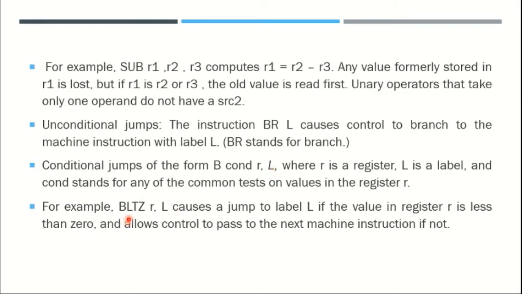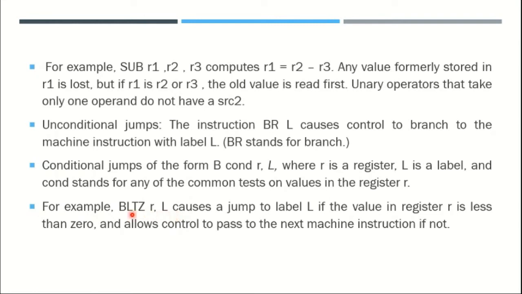For example, there is an instruction like b less than or equal to 0, r. Sorry, if the b value is less than 0, then the execution can jump to that particular label. Whenever b is less than 0, the execution is passed to this particular label.